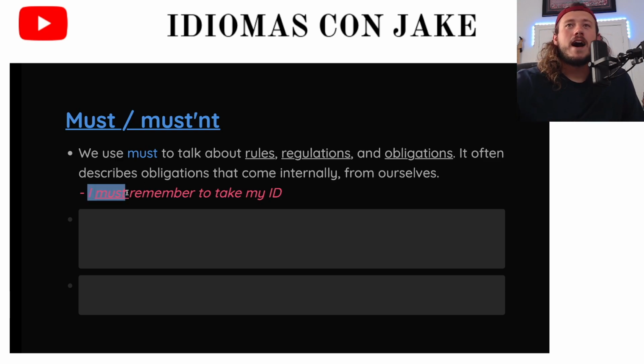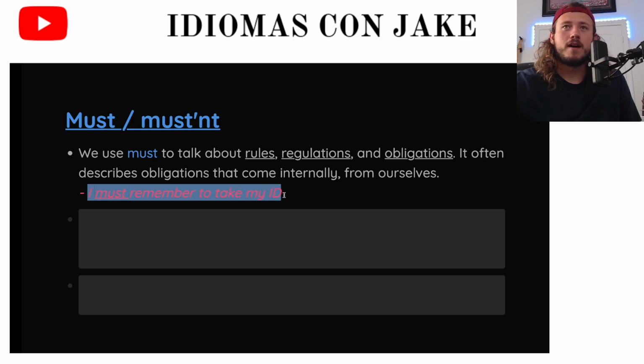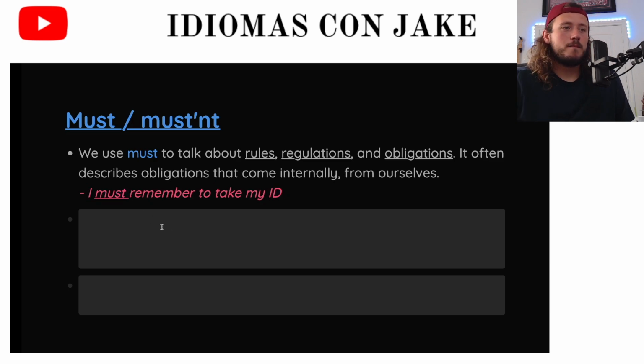Para ver el ejemplo. I must remember to take my ID. Es como tengo que, pero must es una obligación que viene de mí mismo. I must remember to take my ID. También podría decir I have to remember to take my ID. Pero must viene de adentro. Yo soy el que está poniendo la obligación a mí mismo, ¿verdad?